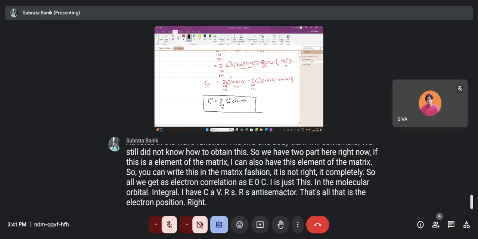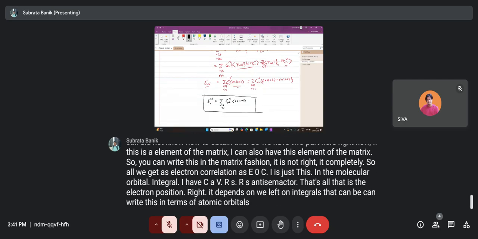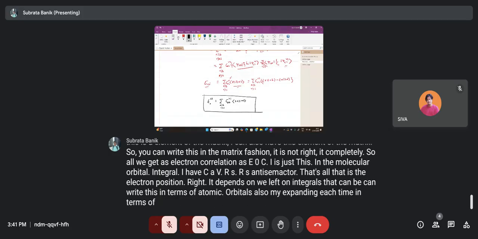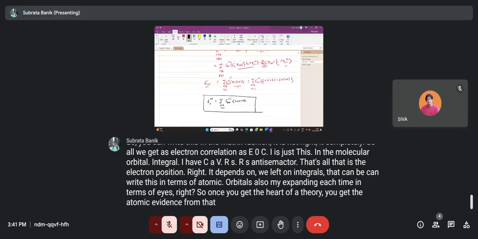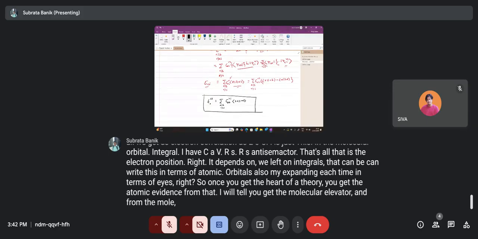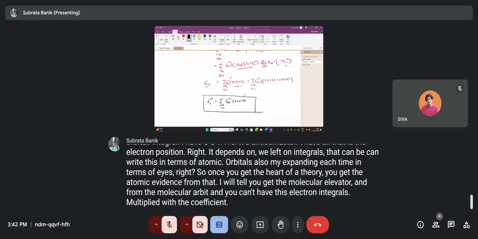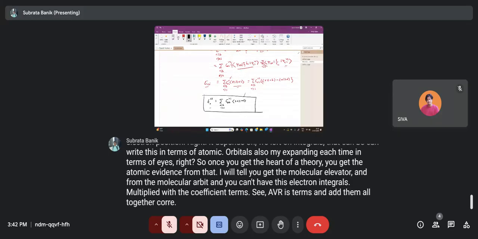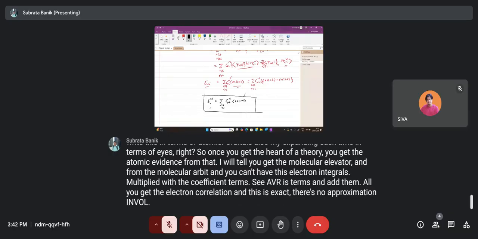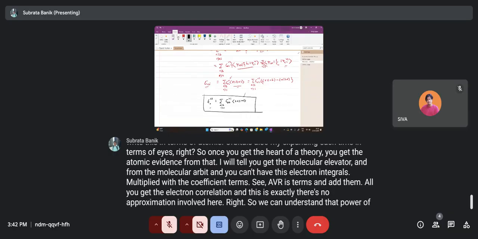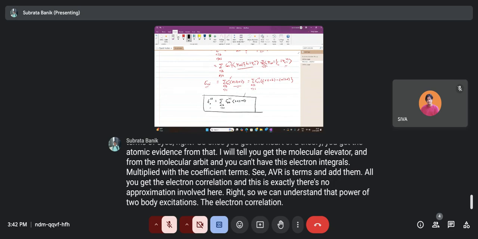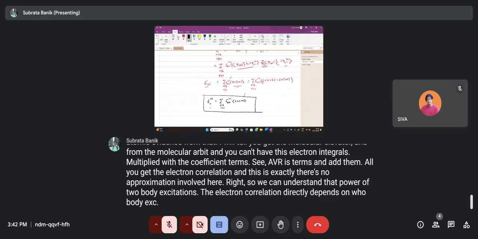Right? It depends on two electron integrals, which you can also write in terms of atomic orbitals by expanding each chi in terms of phi's, right? So once you get the Hartree-Fock theory, you get the atomic orbital. From the atomic orbital, you get the molecular orbital, and from the molecular orbital, you construct these electron integrals, multiply them with the coefficient terms C_AB^RS, and add them all, and you get the electron correlation. And this is exact, there's no approximation involved here, right? So you can understand the power of two body excitations. The electron correlation directly depends on two body excited determinants.